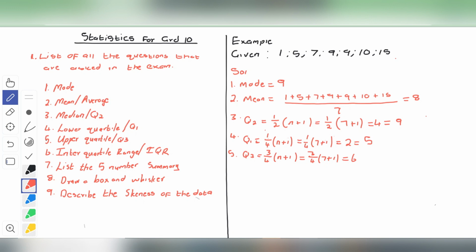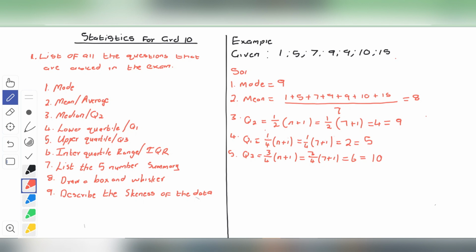So remember, we are not done. After finding this answer, we know that this 6 tells us that our Q3 is in the 6th position. So we're going to count our data set, and when we arrive at 6, that's where we're going to get our Q3. The first position is 1, therefore 2, 3, 4, 5, 6. We can see that our Q3 is 10, right? So therefore we are done finding Q3.